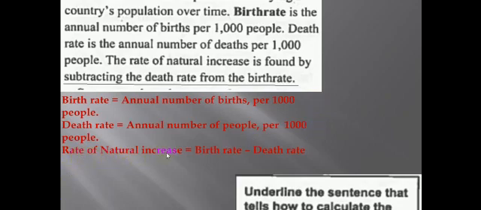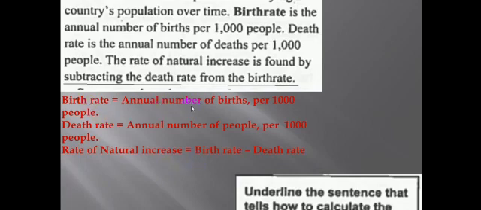The rate of natural increase is the birth rate minus the death rate. It means birth rate, we said 200, minus death rate 100, so it's going to be 100. The rate of natural increase equals 100. I will say it again quickly.